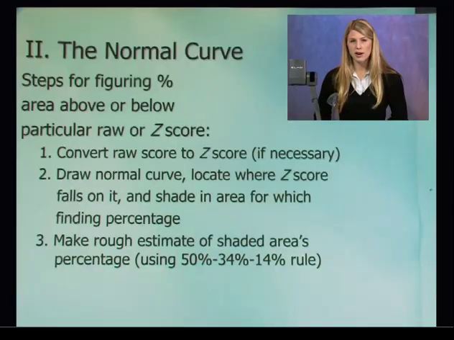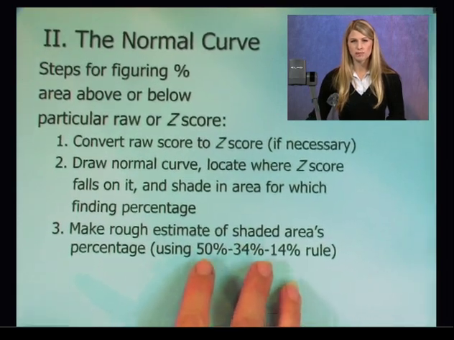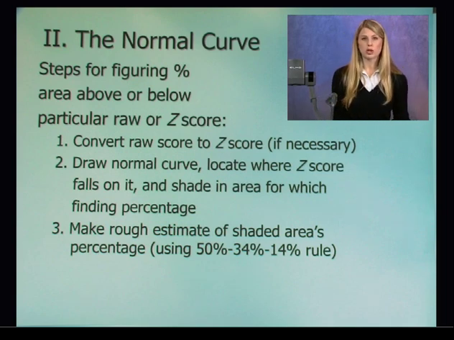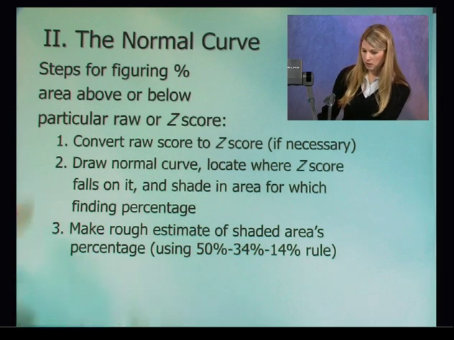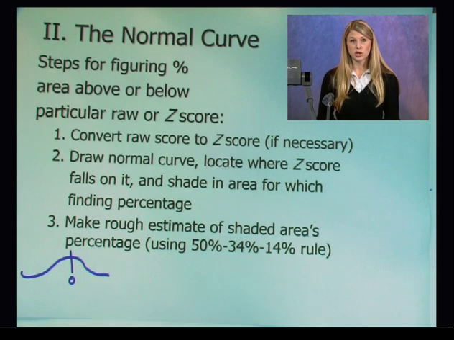All right, so here are the steps for figuring out the percentage of area above or below a particular raw or z-score. First, if you're dealing with a raw score, you need to convert the raw score to a z-score. If you already have a z-score, great, you just start at step 2. Then you need to draw the normal curve, just like I did before. Remember the normal curve has a 0 in the center and 1 as a standard deviation. And you need to draw where your z-score falls on that normal curve.